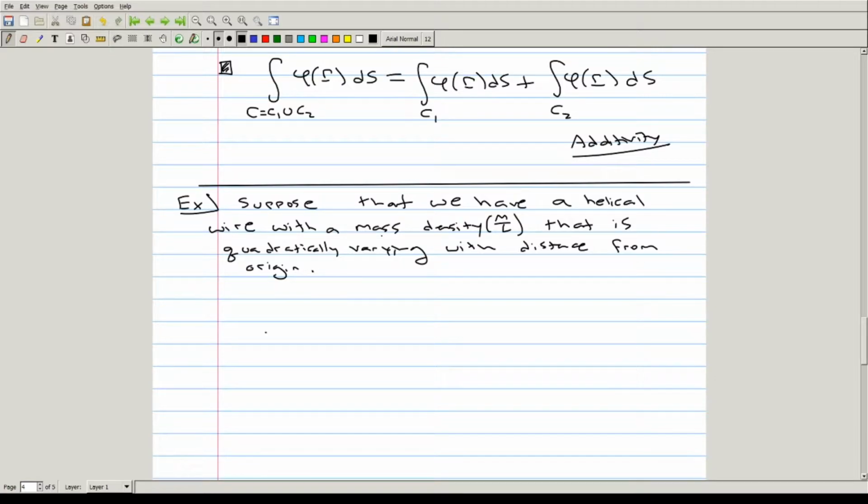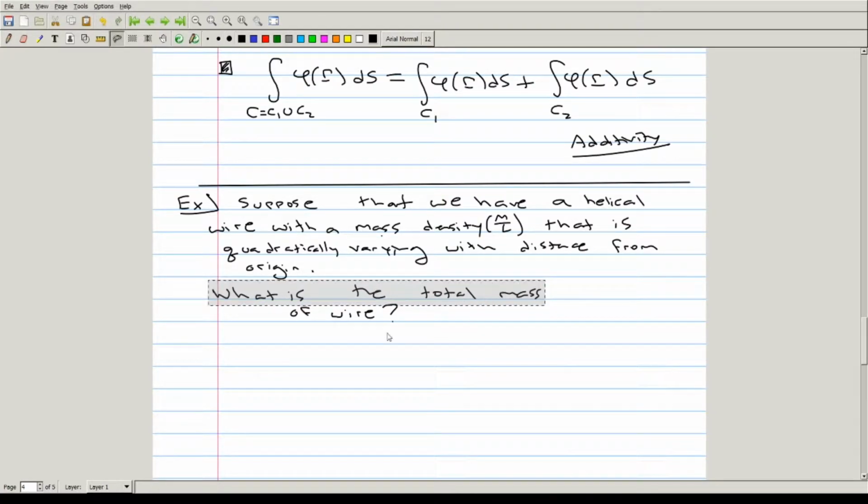The question: what is the total mass of the wire? So this is the question that we want to answer.